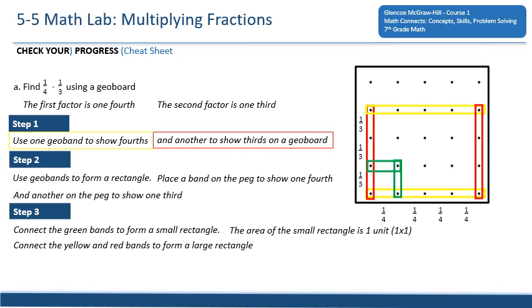And then we're going to connect the yellow and red bands to form a large rectangle. The area of the large rectangle is 12 units, or 4 by 3. Notice it's 4 spaces across times 3 spaces up. So 1/4 times 1/3 equals 1 times 1 over 4 times 3, and that equals 1/12.